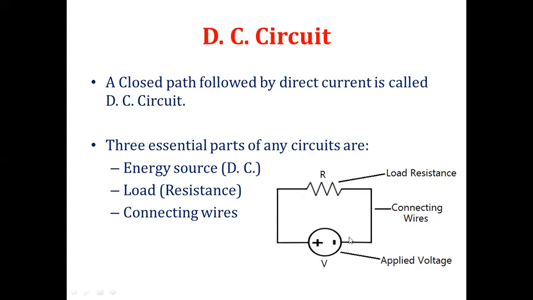So the three essential parts of the DC circuit are the energy source, which is nothing but the applied voltage or supply voltage, the load resistance, and the connecting wires. Is it clear?